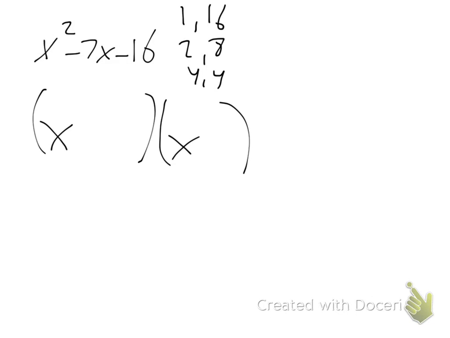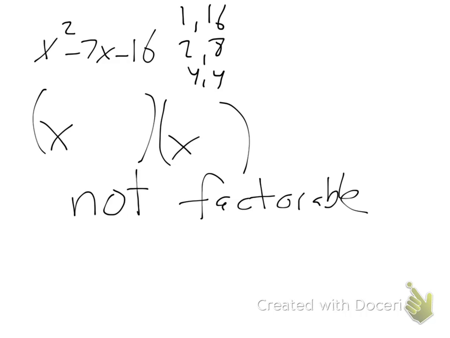What do we recognize? You can't. None of those pairs, adding, subtracting, can give me a 7 or a negative 7. So therefore, what do we say? Ooh, I've heard some things I don't like. No, it's not factorable. Don't tell me it's no solution.